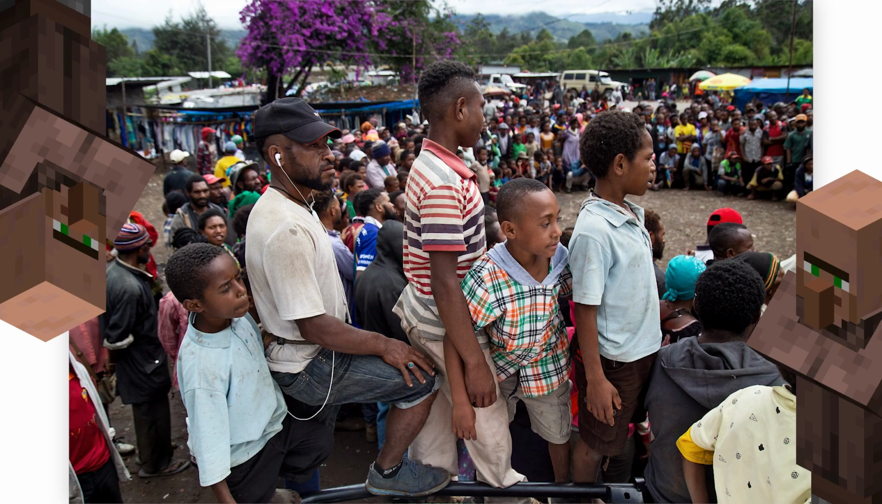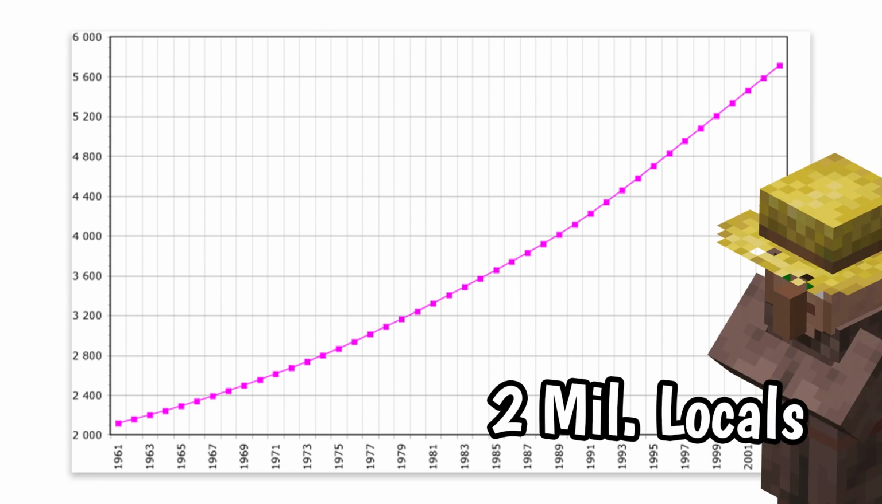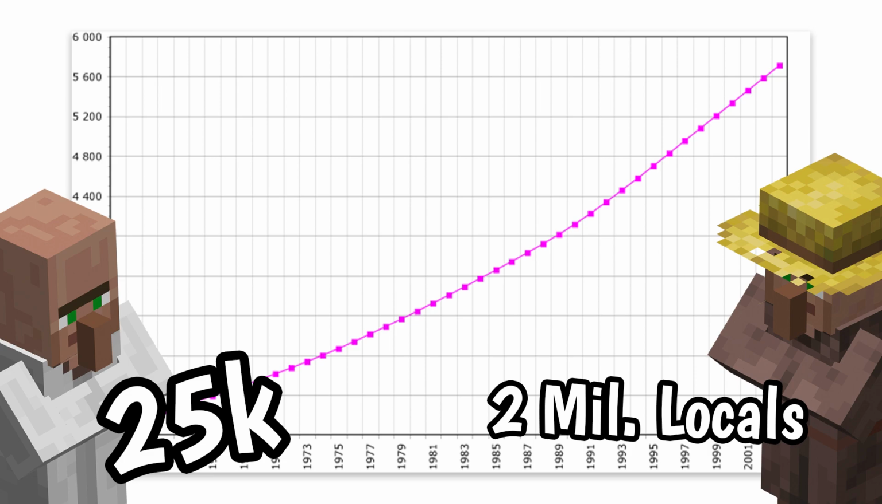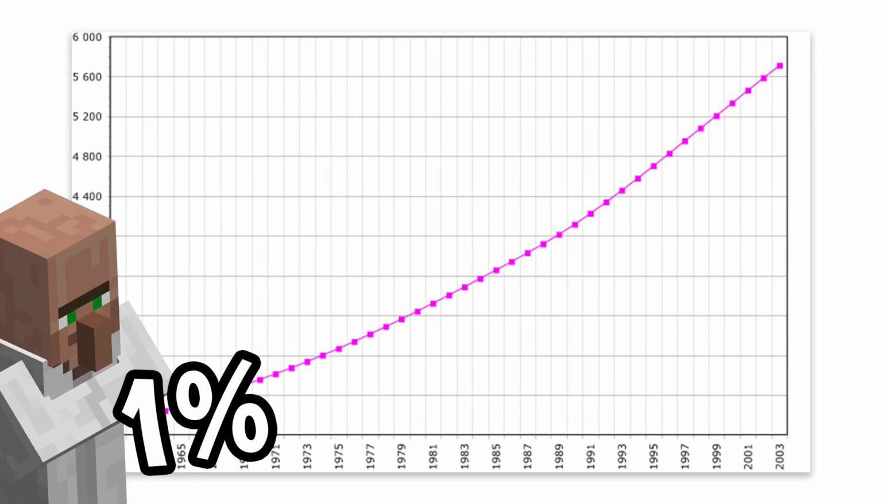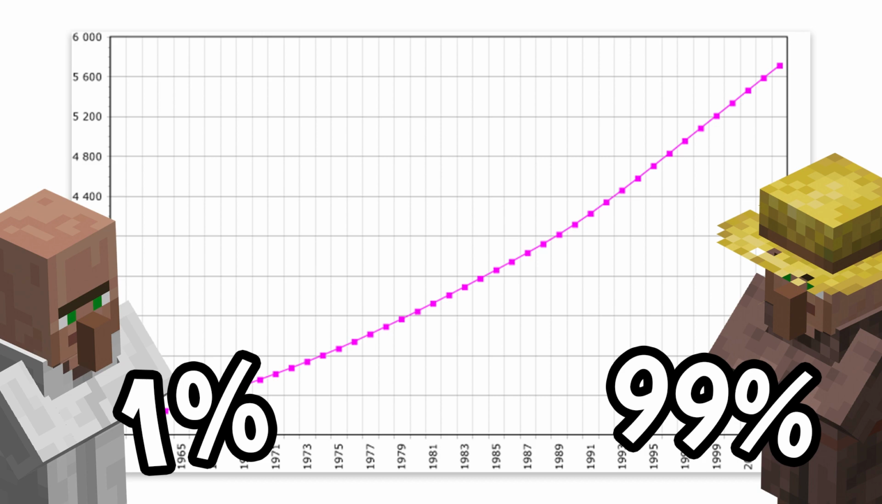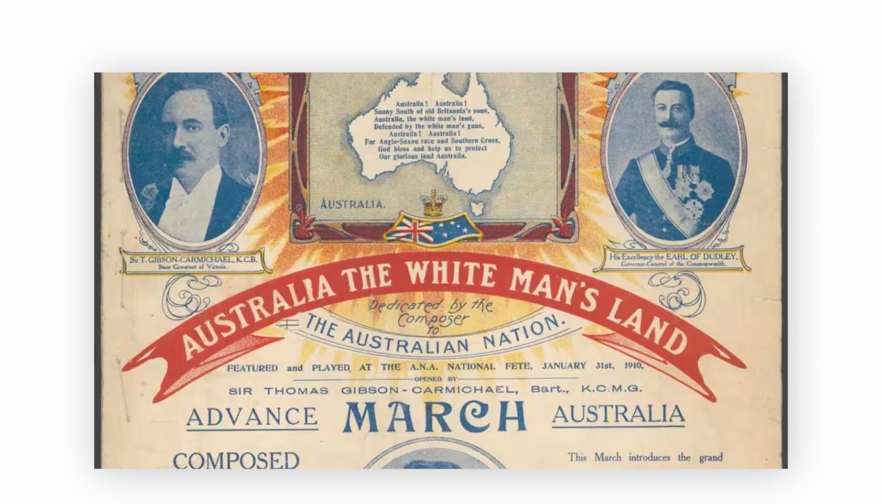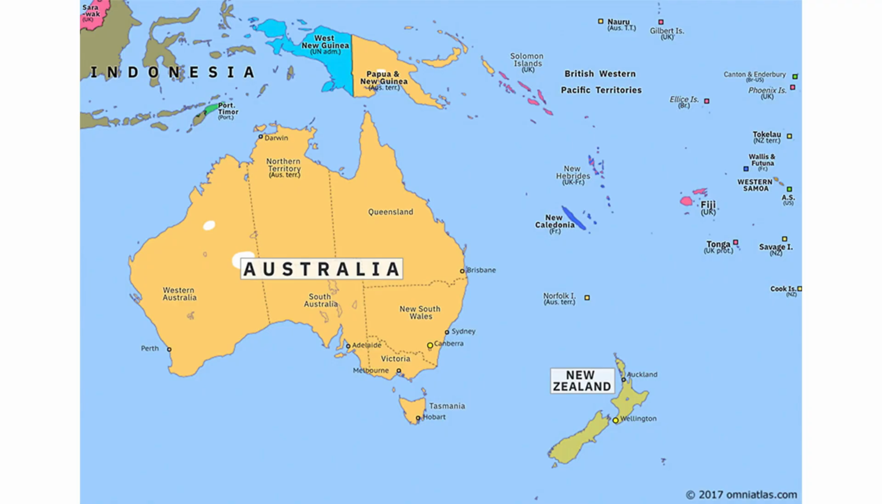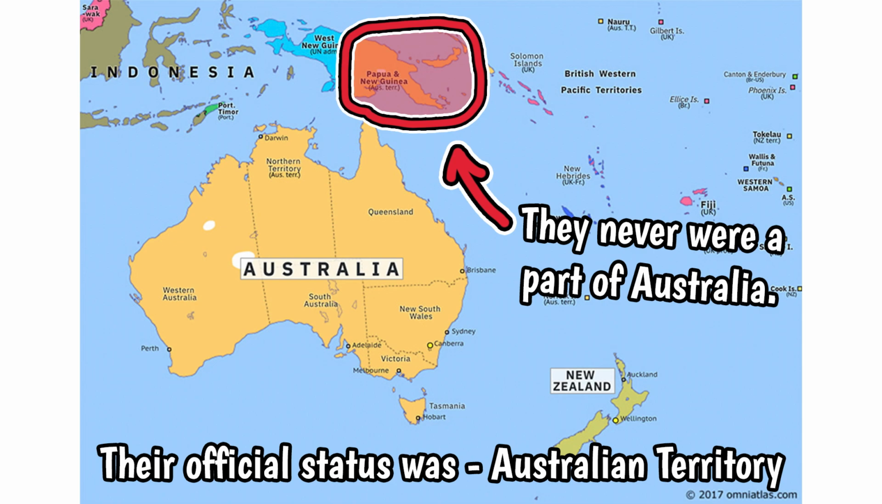The second thing is population. In 1963, their population was around 2 million people, and only 25,000 of them were not natives. So imagine this proportion: 1% Europeans and other people to 99% locals. And that doesn't match the idea of white Australia at all. It was one of the main reasons why Papua New Guinea didn't become a rightful part of Australia and was just a piece of land controlled by the government of the Commonwealth.